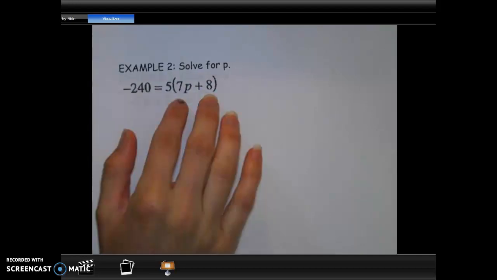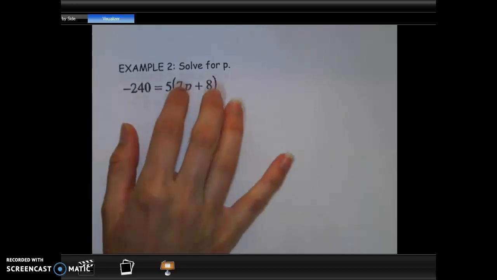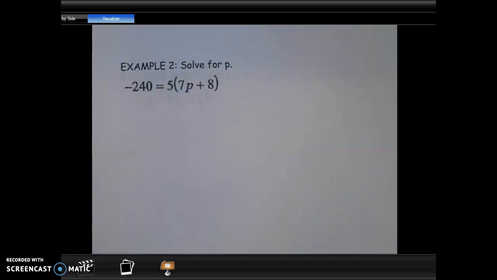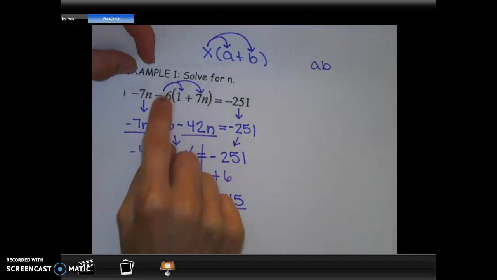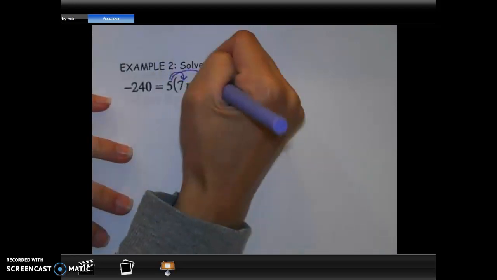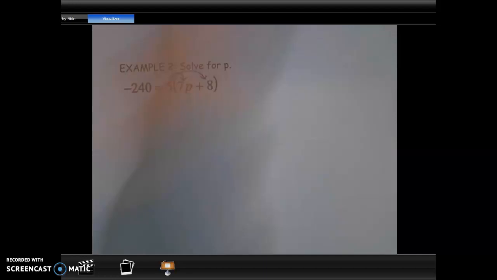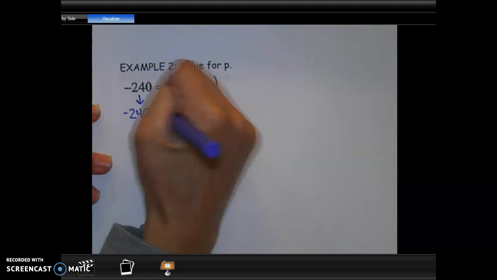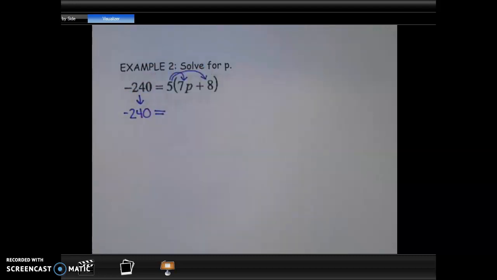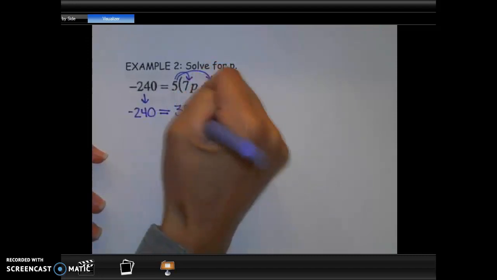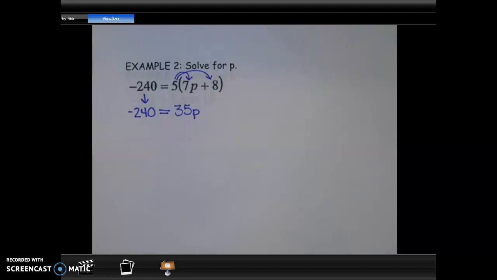So we have a set of parentheses. We can't do anything inside our parentheses, but we also have a number outside of our parentheses. So remember, when that happened in example 1, we distributed. Well, the same thing is going to happen here. So we're going to distribute this 5 like so. So here we go. The negative 240 is going to just come down. All right, so we have 5 times 7p. That gives us 35p.